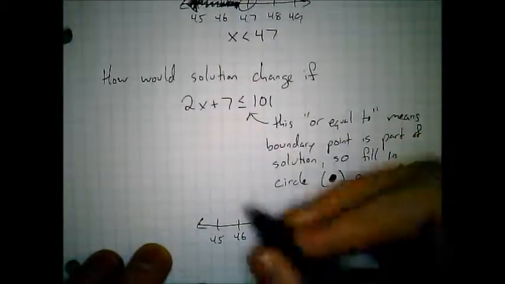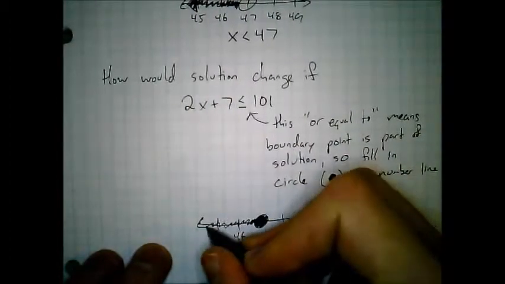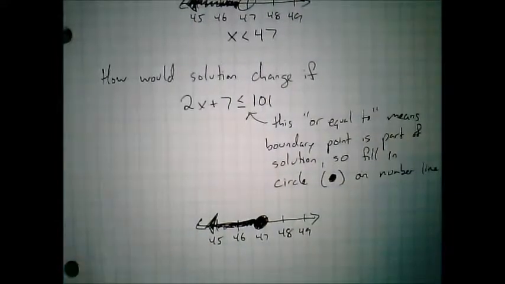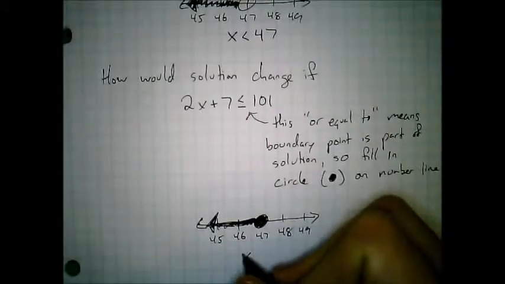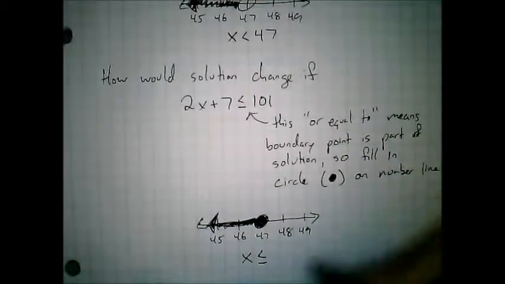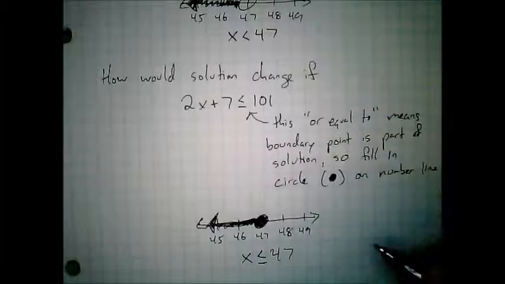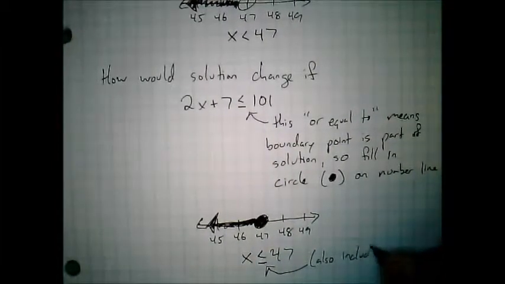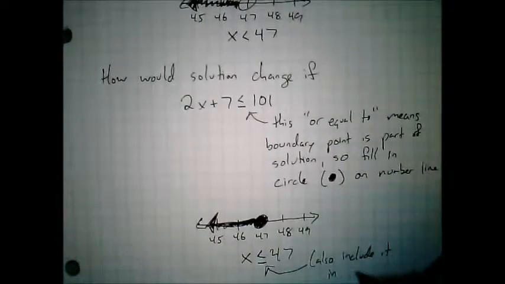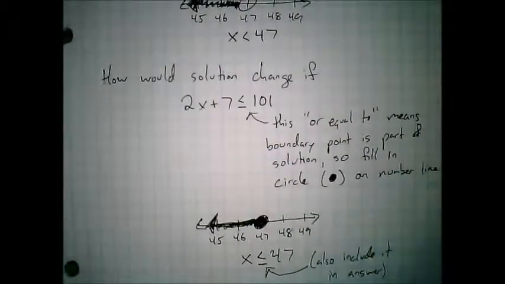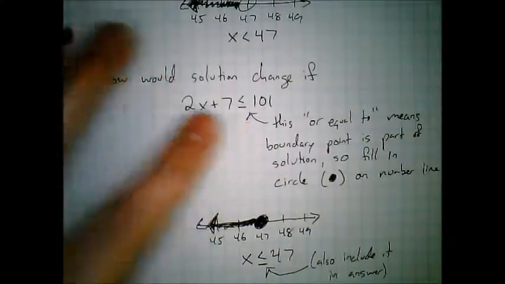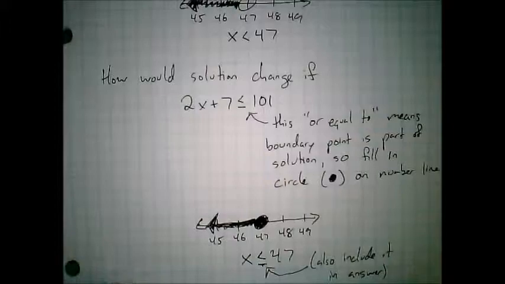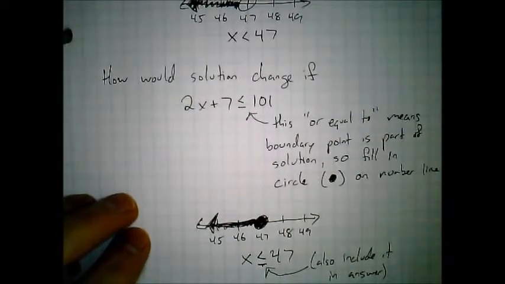That "or equals to" means we shade this in, and we still have the numbers before 47. And our answer is x is less than or equal to 47. So we also include it in the answer. Okay, and that's it. Just because we see this "or equals to" doesn't mean we change anything, except we shade in this point at the end and include it in our final answer.